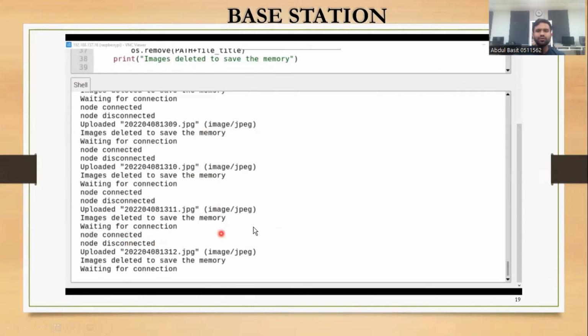In this console is the base station Raspberry Pi. So whenever the sensor node is disconnected, the image is uploaded to Google Drive, and then the image is also deleted from the base station Raspberry Pi to save memory, and then the base station Raspberry Pi waits for the sensor node Raspberry Pi to connect to it and send any images.